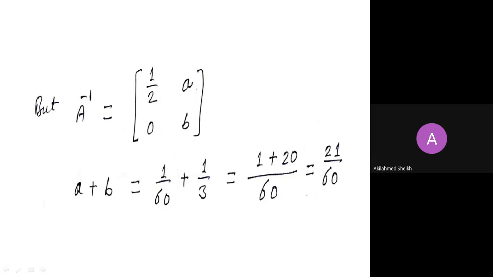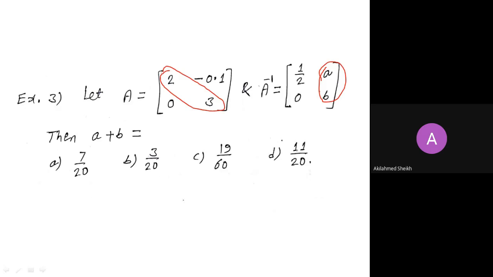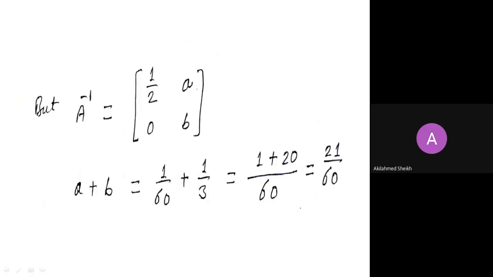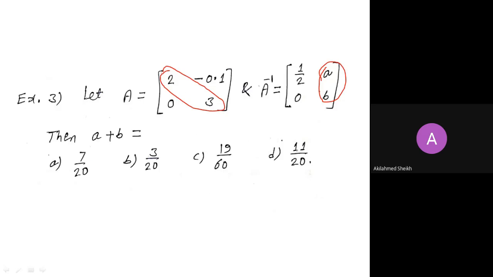Now 21 by 60 is not given here. So simplifying this term, we know that 21 is divisible by 3. So 3 7s are 21. Here 3 2s are 6. So it becomes 7 by 20. So 7 by 20 is option A. Option E is the correct answer.